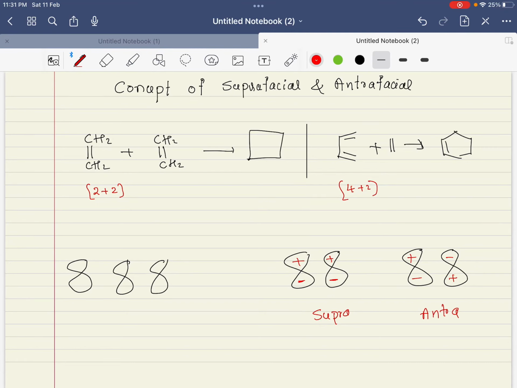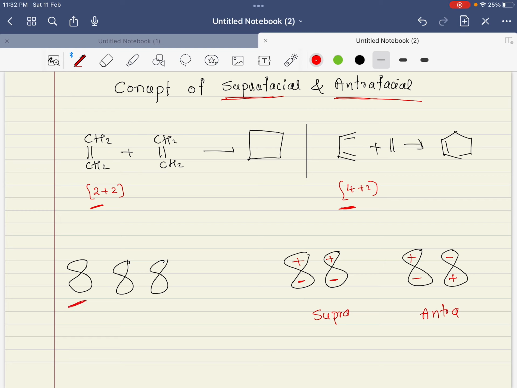Hi guys, in this video we'll see the concept of suprafacial and antarafacial. To understand this, we must know some basics. In my last class, we studied 2+2 cycloaddition and 4+2 cycloaddition. There, we just shifted the pi system and wrote the product. We never studied the atomic orbital concept. Here, we'll study the atomic orbital concept.